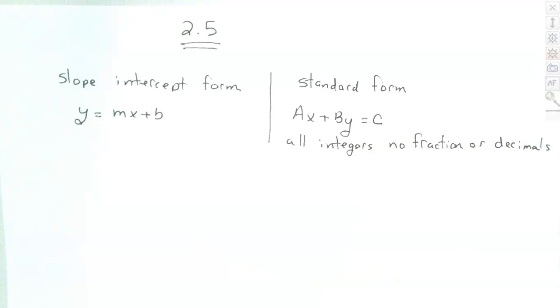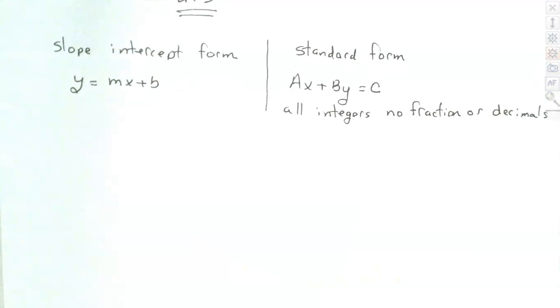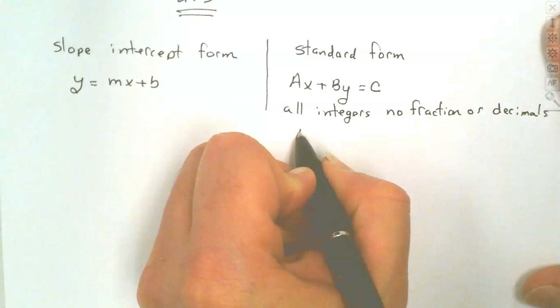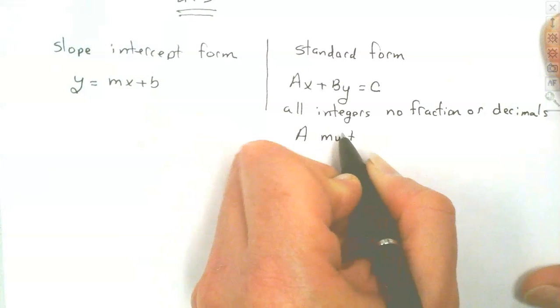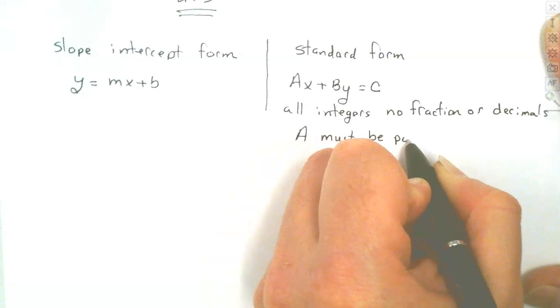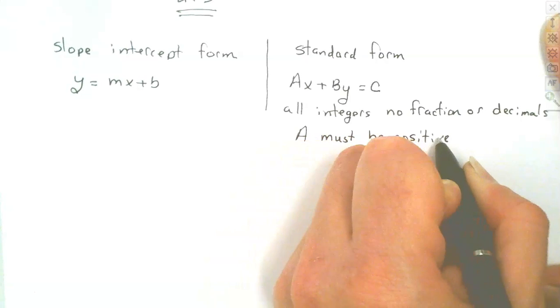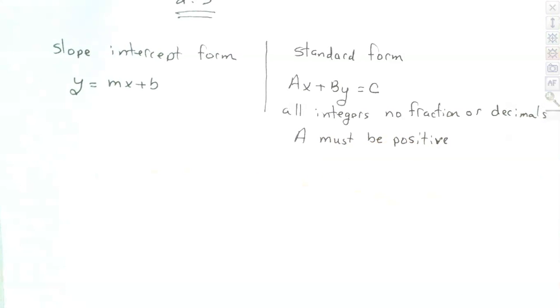So when we talk about standard form, all of them are integers, no fractions or decimals, and a must be positive. So a's got to be a positive value, so it has to start off positive, no fractions or decimals. And if we've got fractions, we just clear them out. So these are the two ways that you can write your answer. You can either write your answer in slope-intercept form, or you can write your answer in standard form. And the question will tell you specifically which way to write your answer.